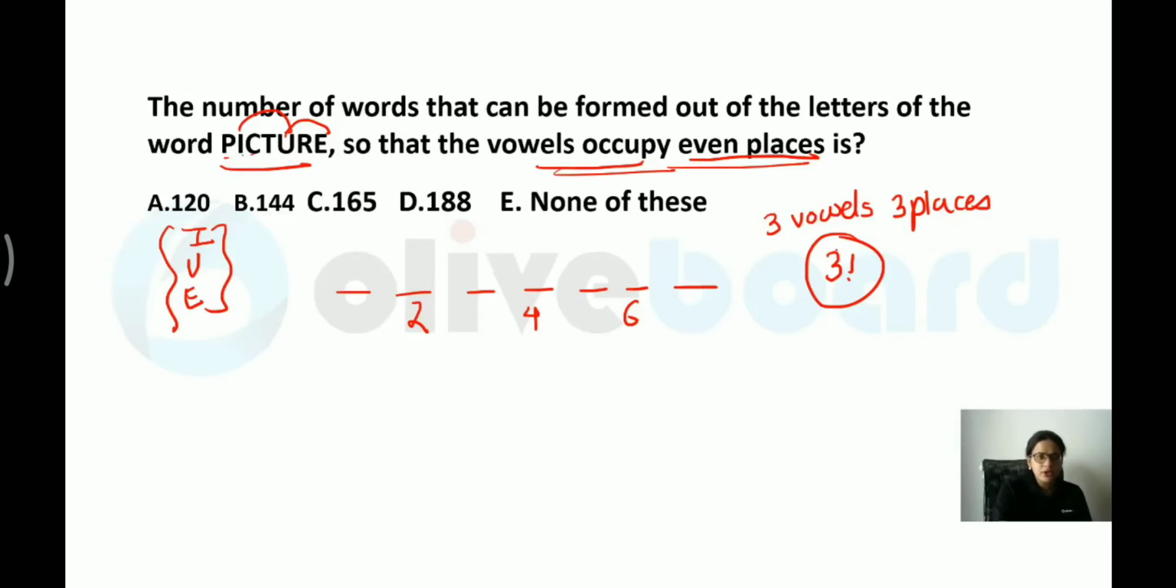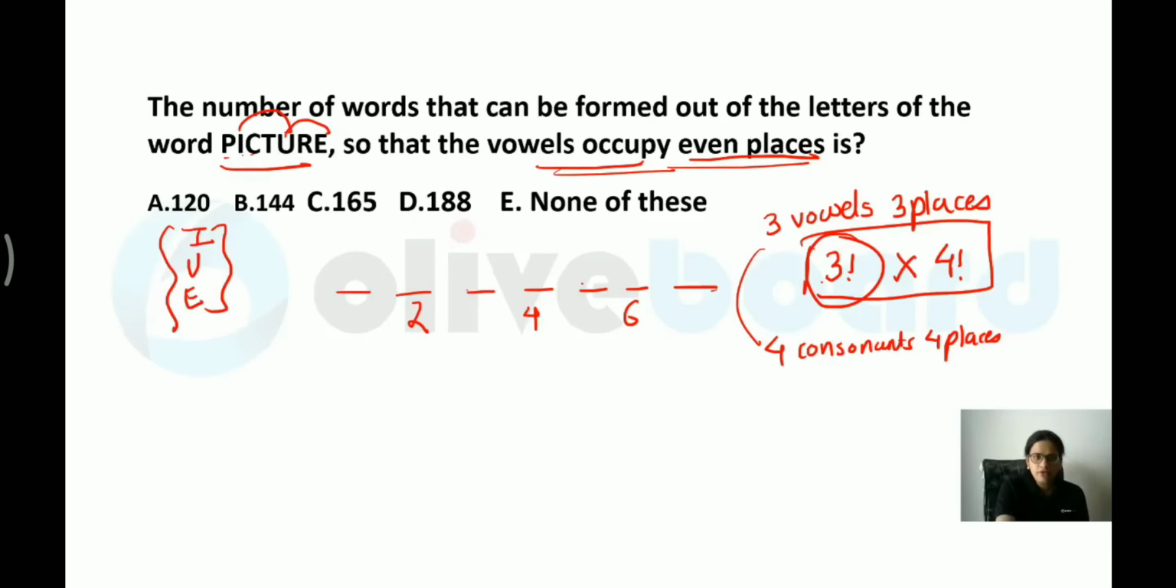And just now I told you the fundamental principle of multiplication. So these vowels and the remaining letters I have to arrange. So how many letters are remaining? 4 letters are remaining, right? So the remaining 4 consonants are there. So 4 consonants and how many places? 4 places. So how many possibilities will be there? 4 factorial. And both of them you have to multiply, because to form a word I have to keep vowels and consonants both. Are you getting it?